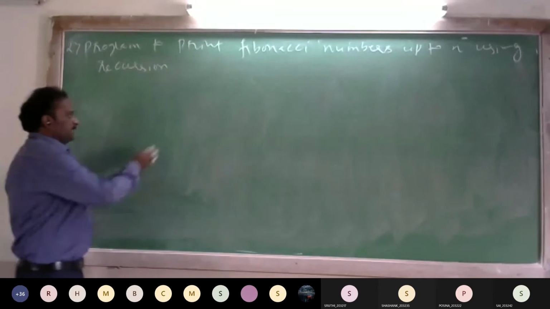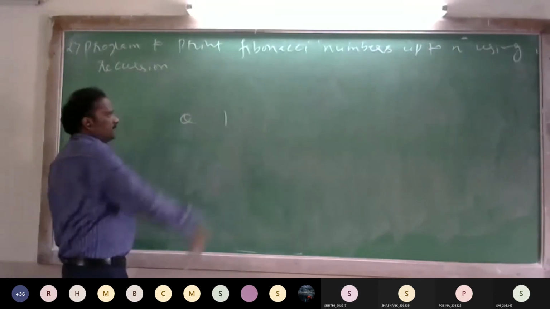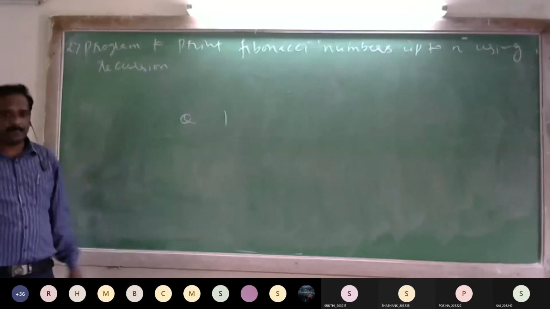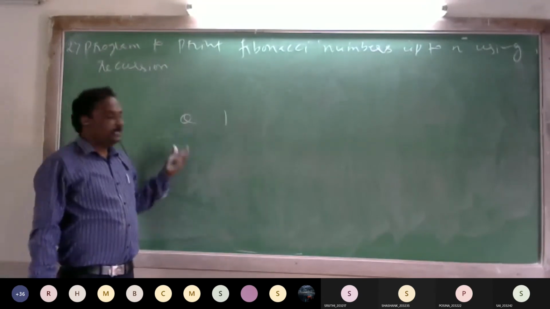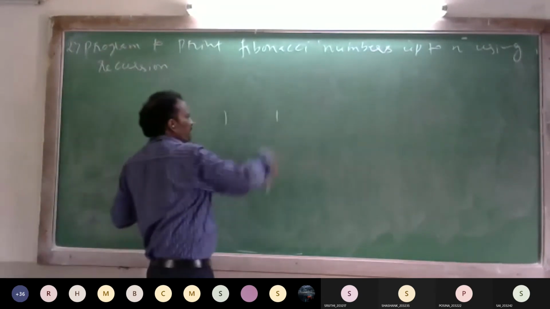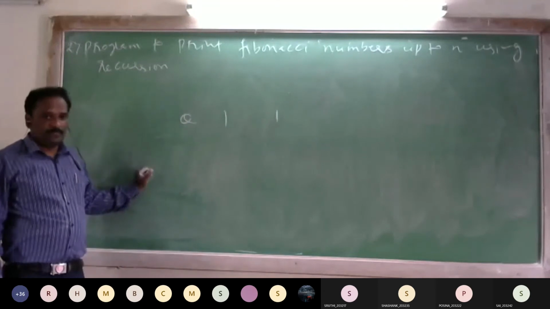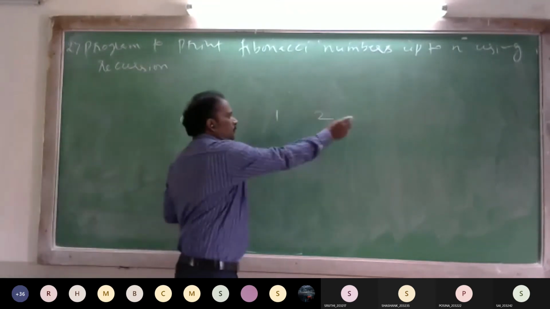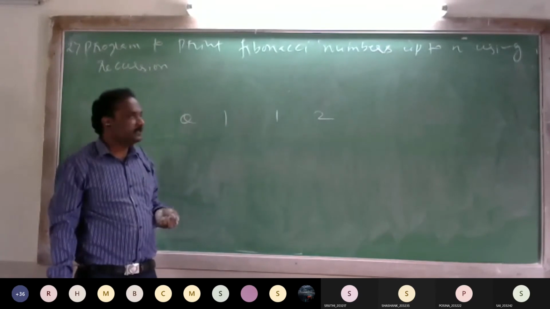So what is a Fibonacci series? In the Fibonacci series, the first two values will always be 0 and 1. What will be the next number? The next number will be the sum of the previous two numbers. So 0 plus 1 is 1. What is the next number? Sum of the previous two numbers. 1 plus 1 is 2.